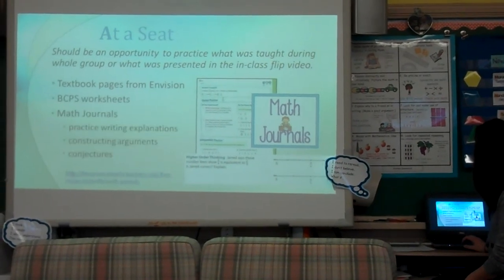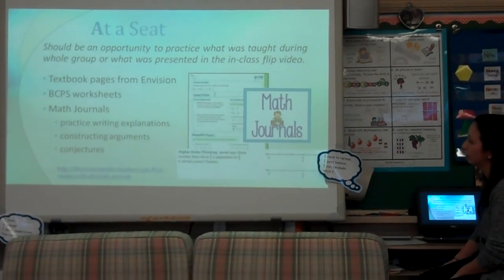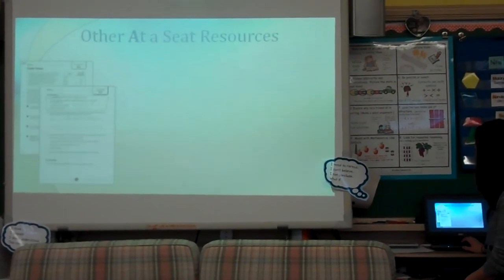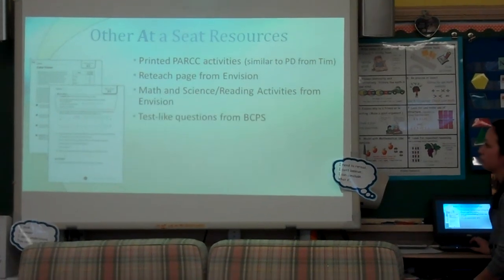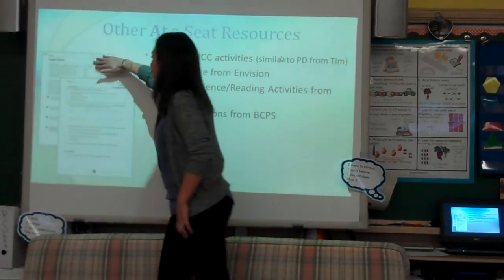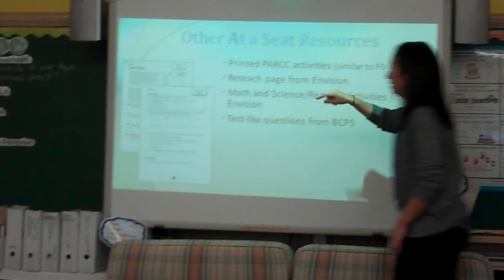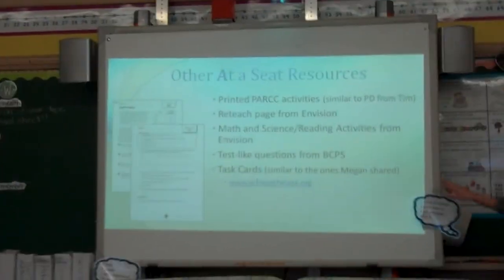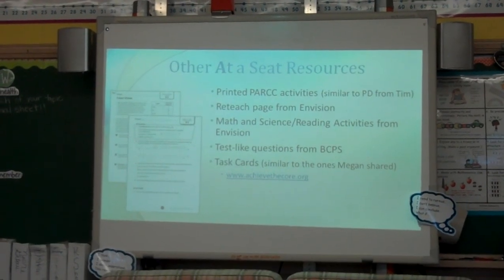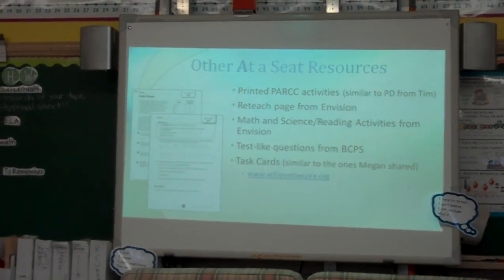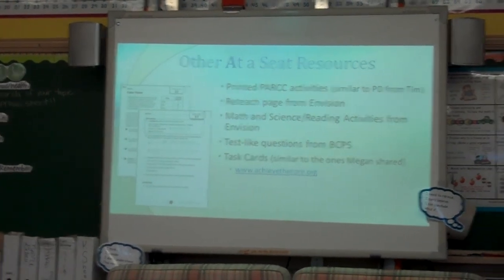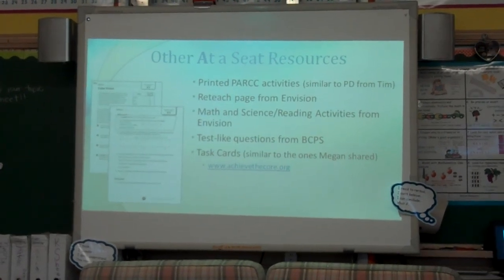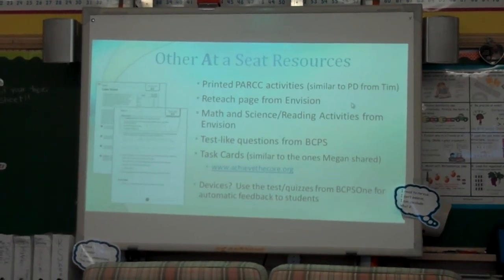The new thing that I'm doing is math journals. They're still learning how to construct viable arguments, but it's helpful. It's really small, but this is one of the math and science activities, and that one's a reading one. That came from Envision. And then when Megan shared Achieve the Core, I actually took the time this weekend to check it out, and there are task cards on there. So all you have to do is snip the task card and put it in, and you can have them work on it during their math journal time. It's pretty easy. All there for you.